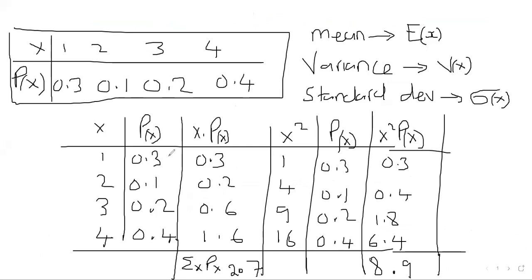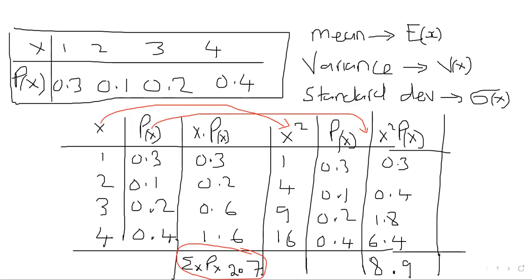When you multiply this by that, and this by that, and so on, directly what you get is your mean. Then bring back this column and square it: 1 squared, 2 squared is 4, 3 squared is 9, 4 squared is 16. Then bring back this probability here, 0.3, 0.1. Then just multiply this by that, and we get this figure, and so on for each row.